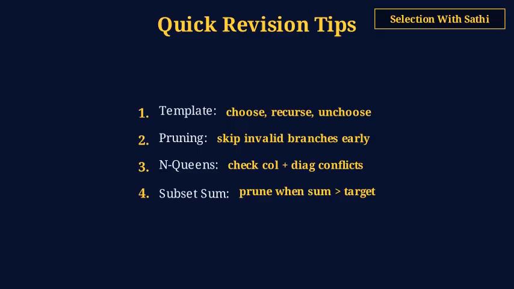Fourth, for GATE, know the time complexities. N queens is O of n factorial, subsets is O of 2 to the n, and permutations is O of n factorial.